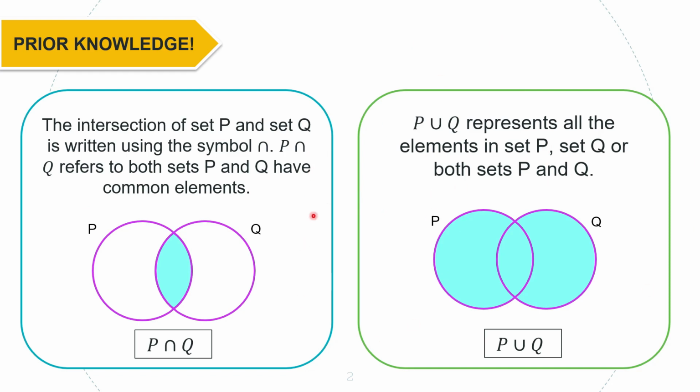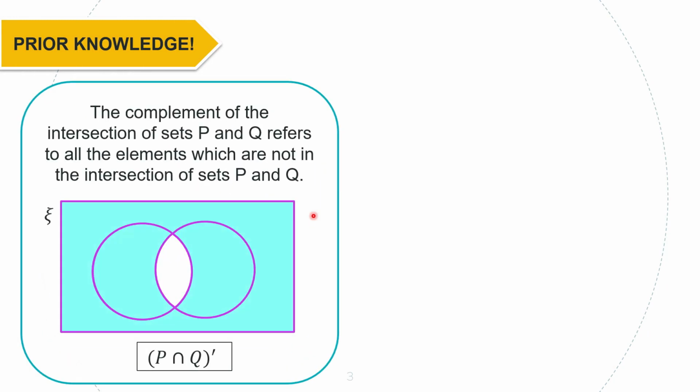You must know this first before we continue in today's lesson. Okay, next is the complement of the intersection and the union. First, we're gonna see the complement of the intersection. Okay, this is the complement of intersection of set P and Q. It refers to all elements which are not in the intersection of set P and Q. Okay, just now this is the intersection of set P and Q, but this is the complement, so it must be outside of the intersection area.